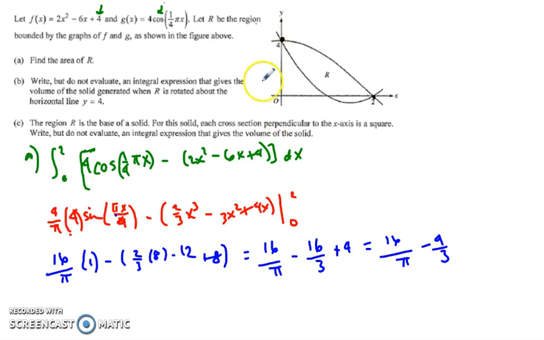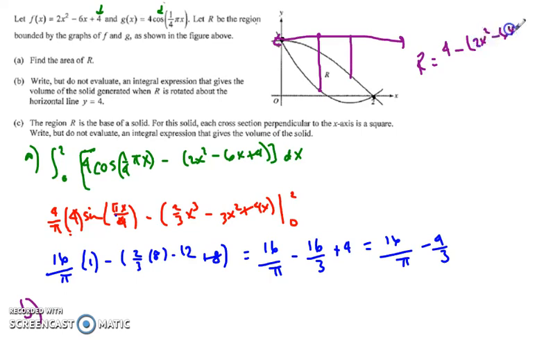Okay, thankfully in part B, I don't have to evaluate the expression. They're saying write but do not evaluate an expression that gives the volume of the solid when rotating around this horizontal line y equals 4. So I need a big R and I need a little r. So my big R is always top curve minus bottom curve. So 4 minus all of 2x squared minus 6x plus 4. And then little r will be top curve minus bottom curve, which is 4 cosine of pi x over 4.